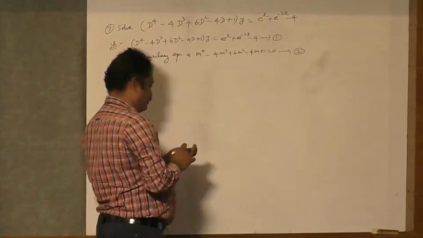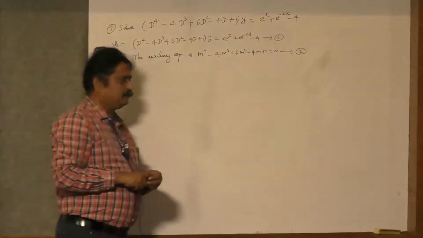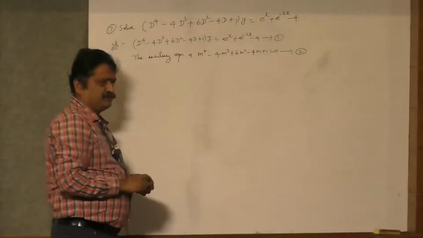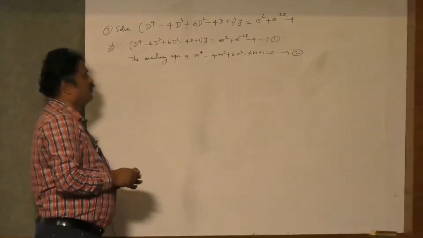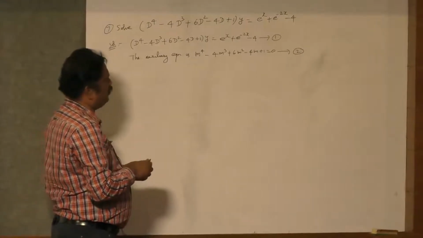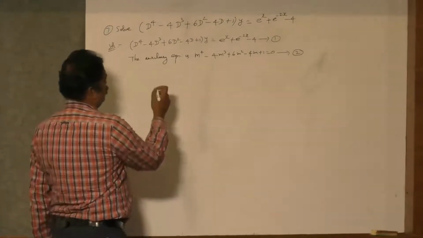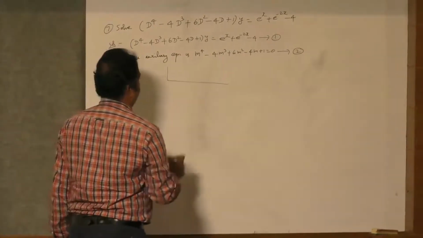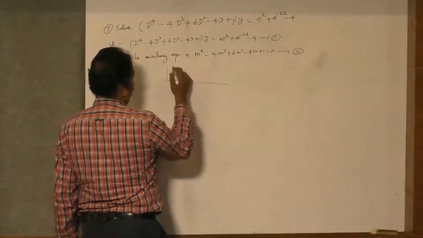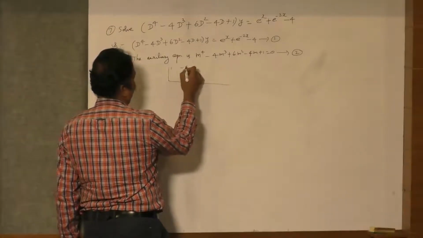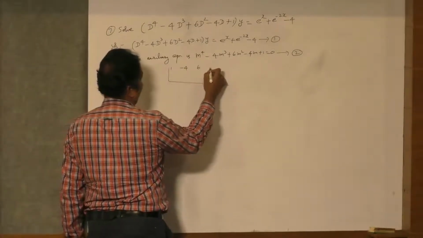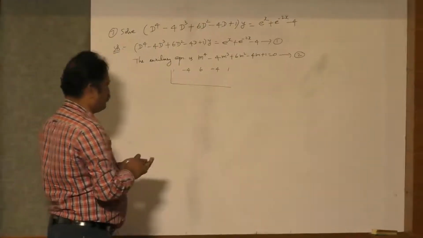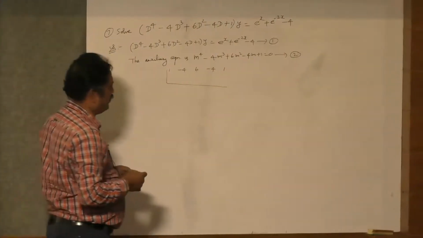Now let us solve this equation. What is the degree of this equation? 4th degree equation. So we have to go for the synthetic division method. So let us perform synthetic division. Write down the coefficients. What is the coefficient of m power 4? 1. m cube, minus 4, m square, 6, m, minus 4, constant term 1. Suppose a term is missing, in the corresponding place we have to put 0.